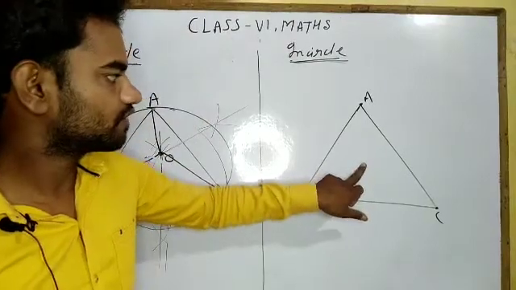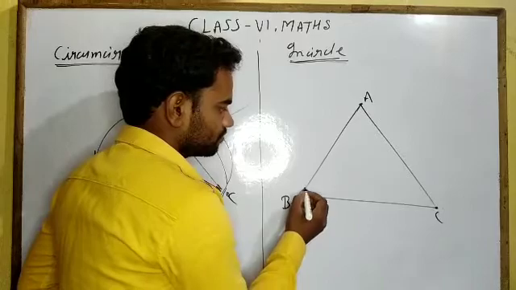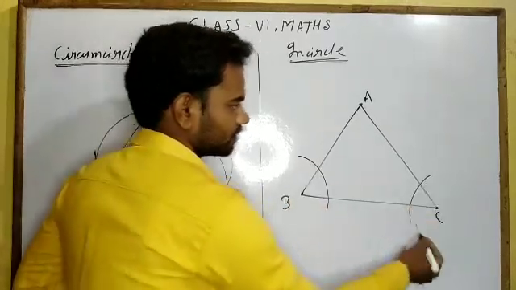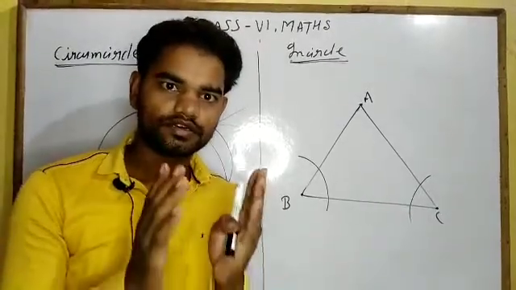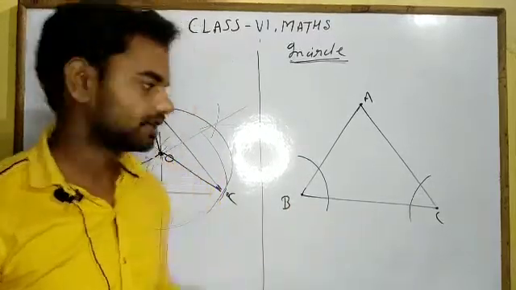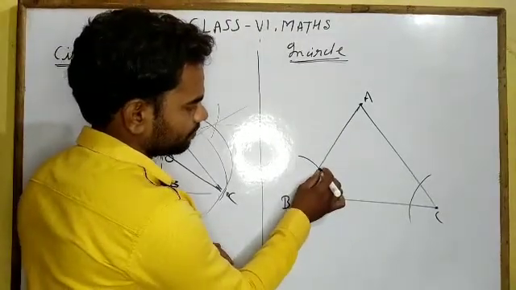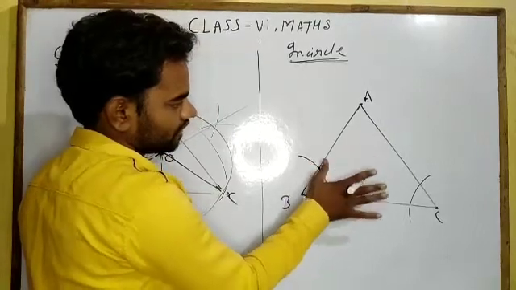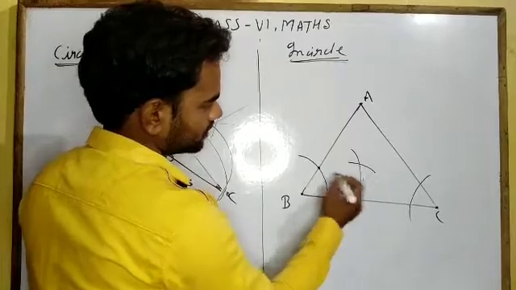First of all, in order to find the origin, we have to take two bisectors of the angles, any two. First of all, bisect the angles. Angle B and C we will bisect. To bisect angle B and C, place the pointer here and draw an arc. Place the pointer here, draw an arc like this. Both arcs intersect each other.